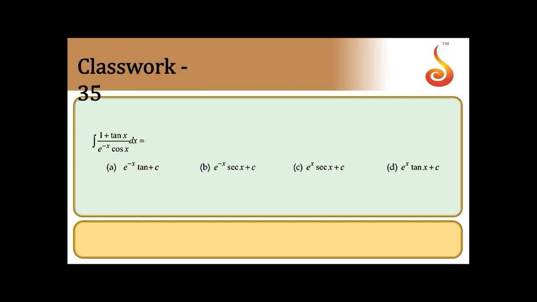e to the power of x times (1 plus tan x) by cos x can be written in the form e to the power of x into f of x plus f dash of x. Therefore, this can be written as e to the power of x multiplied by (1 by cos x, which is secant x, plus sin x by cos square x, which is secant x tan x). This is f, and this is f dash of x, the derivative of secant x. So e power x f of x means e power x secant x plus c. The answer is C.